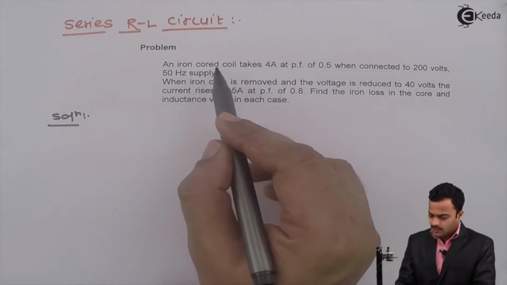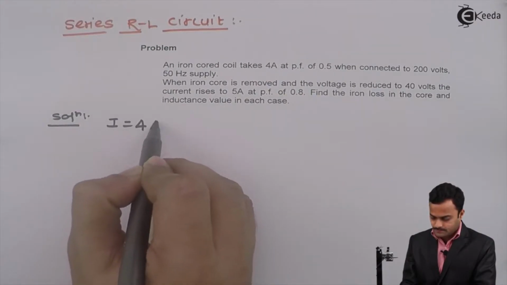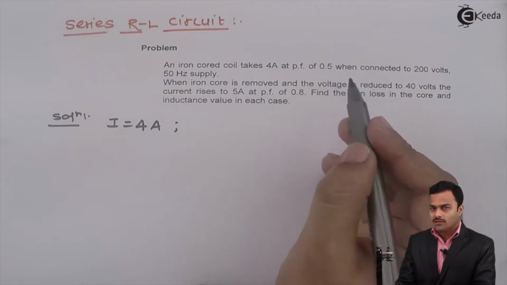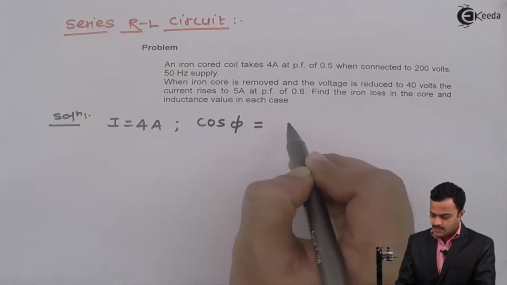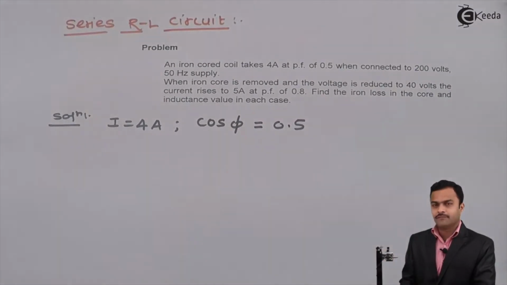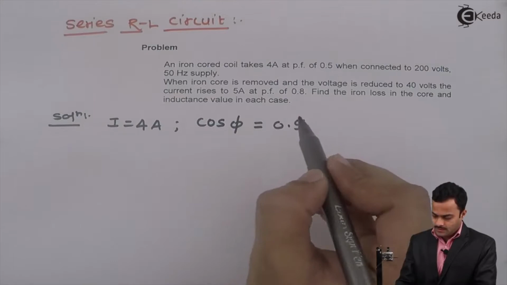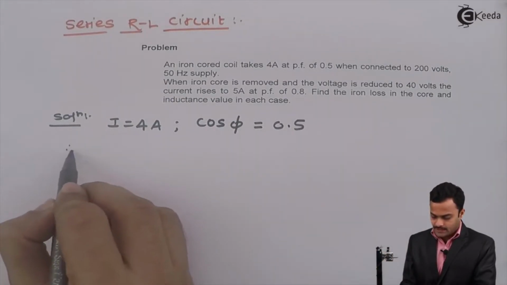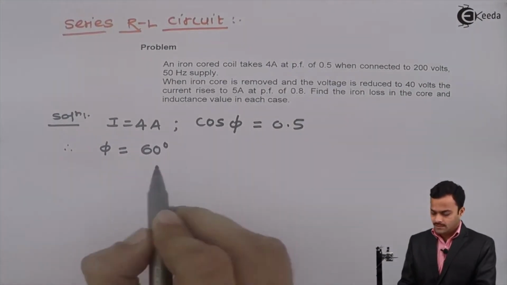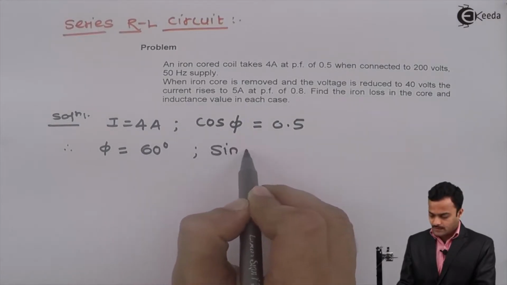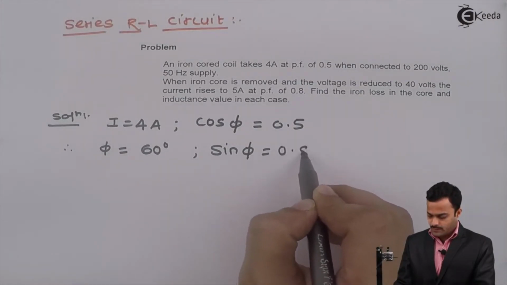They have given a coil takes 4 ampere. So current I equal to 4 ampere. A power factor 0.5, so cos phi is given as 0.5. Remember, all this thing we are doing considering core is there. If I know cos phi, I can get phi. So phi is nothing but 60 degree. Let's immediately solve for sin phi, because we are going to use cos phi and sin phi. So sin phi is 0.866.